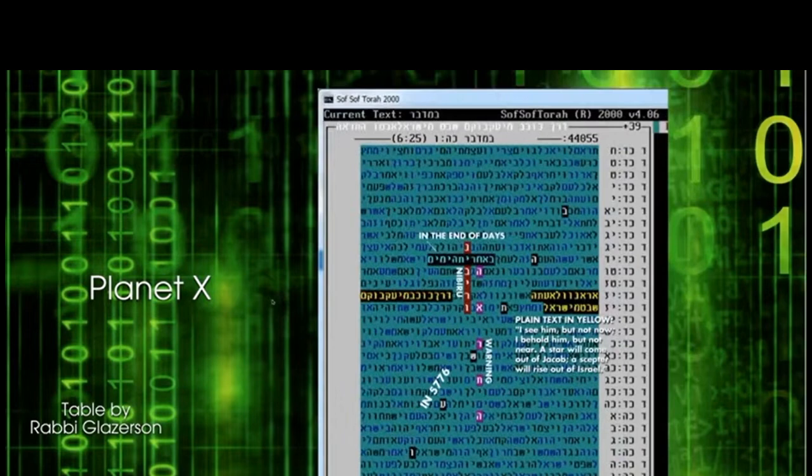Here's another one, a little bit different. But in the actual plain text, it says, "I see him, but not now. I behold him, but not near. A star will come out of Jacob. A scepter will rise out of Israel."